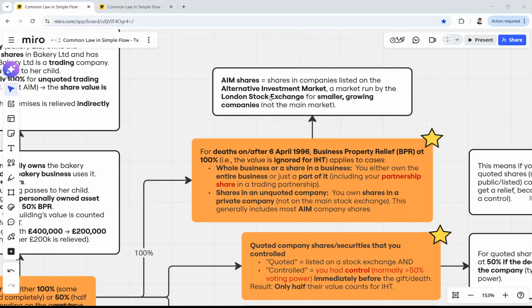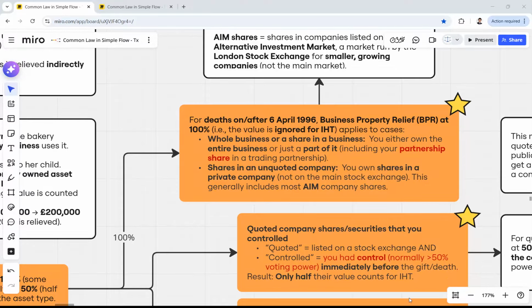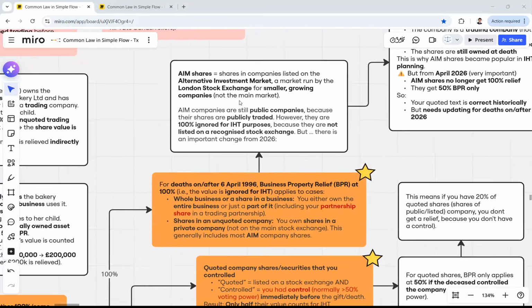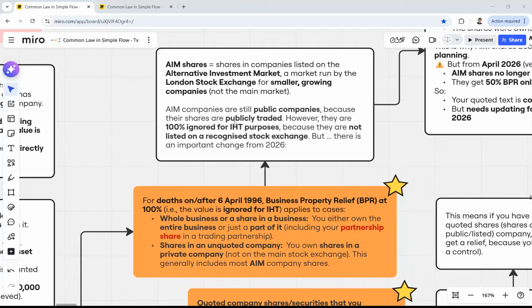AIM shares are shares in companies listed on the Alternative Investment Market, a market run by the London Stock Exchange for smaller growing companies, not the main market. So the Alternative Investment Market includes smaller companies. They are still public companies because their shares are publicly traded. However, they are 100% ignored for inheritance tax purposes because they are not listed on a recognized stock exchange.